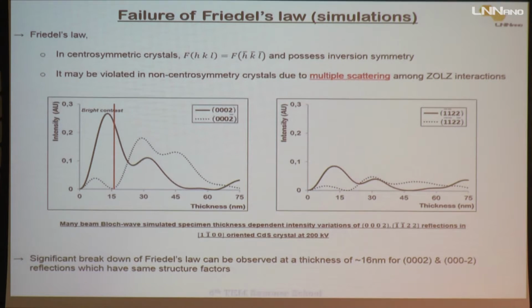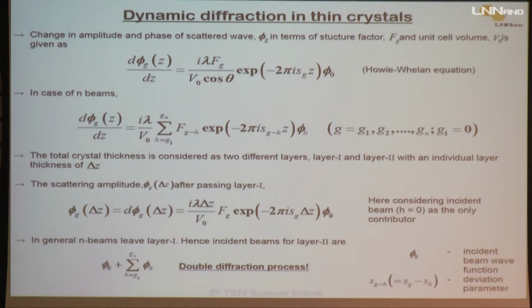And I mentioned here that the failure of Friedel's law occurs due to the multiple scattering among the zone reflections. So I tried to use multiple scattering through a simple concept called double diffraction. I considered a particular thickness of the sample, and I broke the sample into two parts, layer 1 and layer 2. As the electron beam passes through these two layers, I imposed a double diffraction concept, and I tried to theoretically determine the intensity of a diffracted beam.